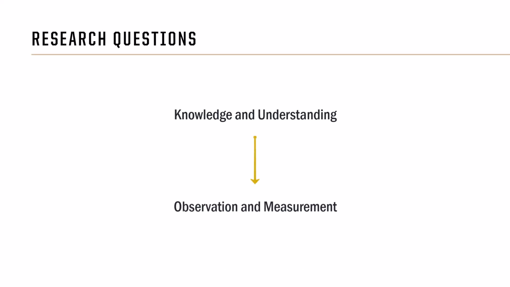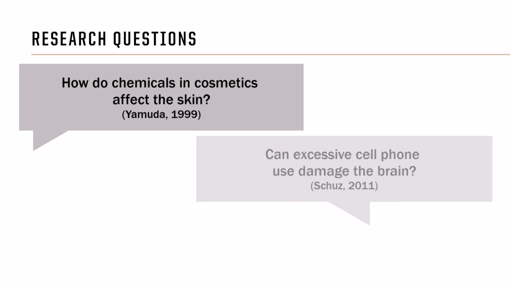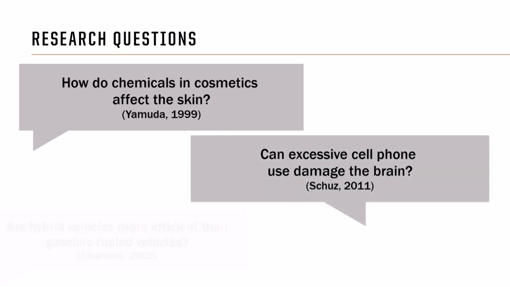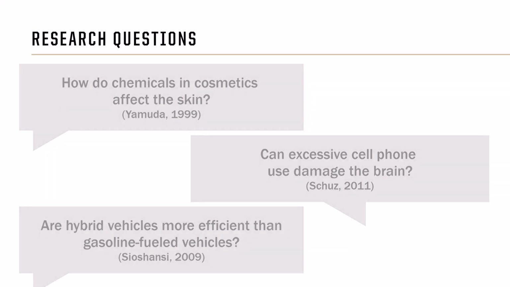What sorts of questions guide empirical studies? Empirical researchers seek to understand reality through direct observation and measurement. Some research questions that have been addressed by empirical analysis include: how do chemicals in cosmetics affect the skin? Can excessive cell phone use damage the brain? And are hybrid vehicles more efficient than gasoline-fueled vehicles? Links to these studies and more are available on the research guide highlighted at the end of this video.